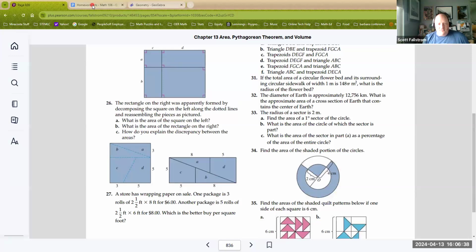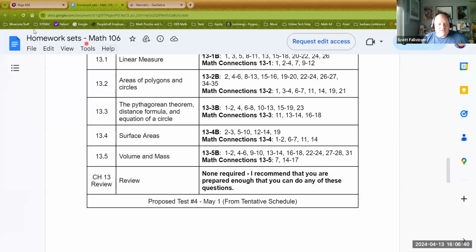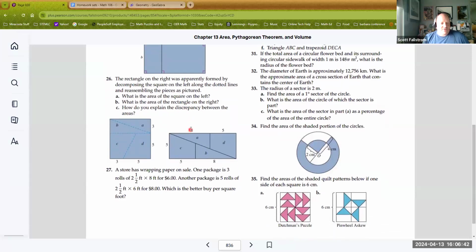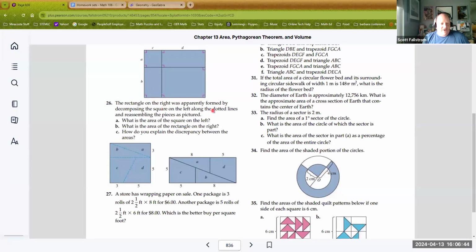All right, let's take a look. What comes next? 26, 27. So 26, the rectangle on the right was apparently formed by decomposing these. Definitely looks similar. What is the area of the square on the left? What is the area of the square on the right? And how do you explain the discrepancy between the areas?